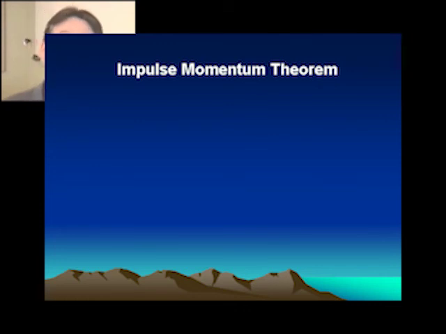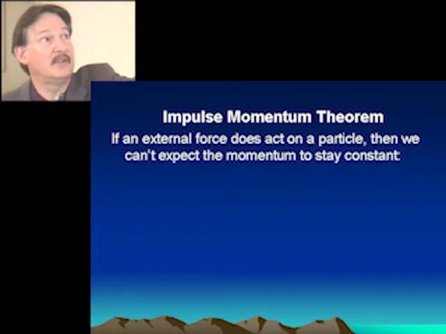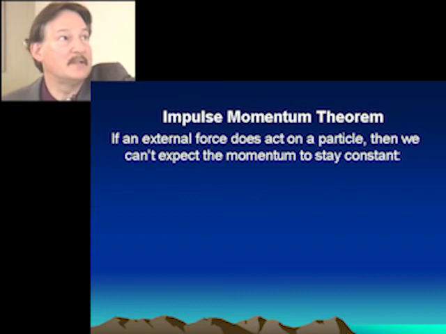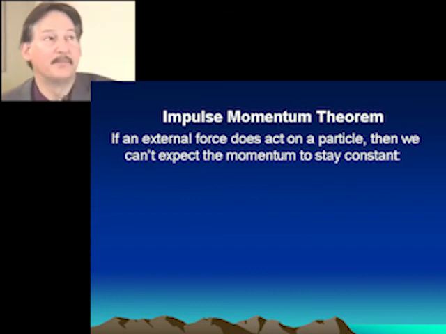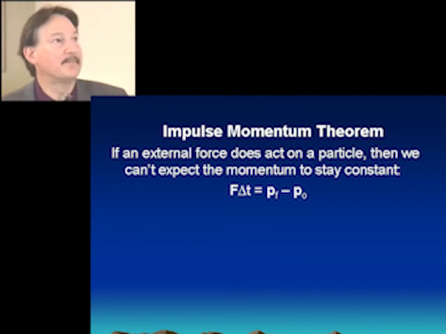If an external force in fact does exist, then obviously we can't set that F equal to 0, and as a result we can't expect the momentum to not change. In other words, if F here is not 0, then there's an external agent acting for a certain amount of time, and that agent is responsible for the changing momentum. So the momentum is changing as a result of this external force that's acting on that mass for that amount of time. This is known as the impulse momentum theorem.